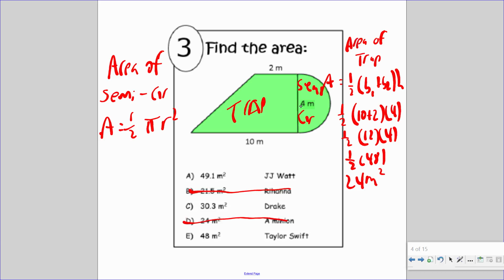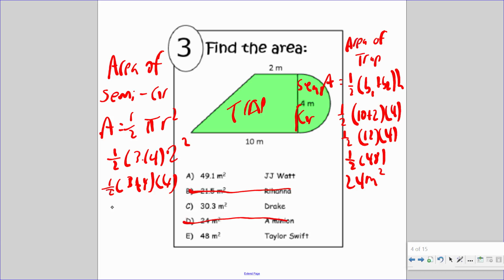What is the radius of this semicircle? 2 meters. So half pi will be 3.14, and the radius is 2 squared. So it'll be half of 3.14 and 4. So do you want to multiply 3.14 times 4 and cut it in half, or do you do half of 4?